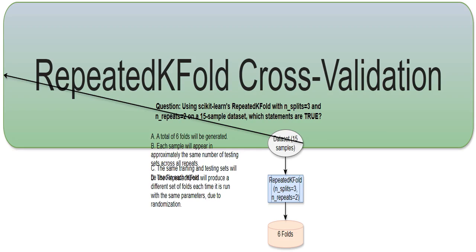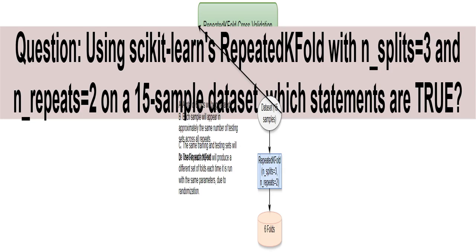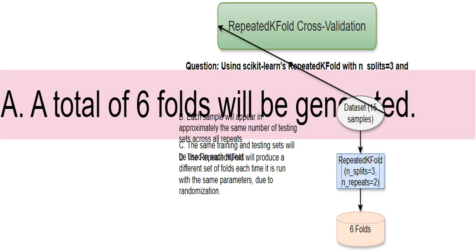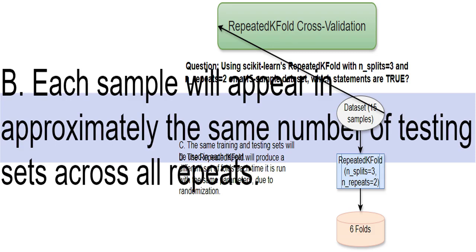This statement is true. As I explained, 3 splits multiplied by 2 repeats gives me 6 different sets of training and testing data for model validation. This is also true. RepeatedKFold aims for a balanced distribution. Each sample will appear in roughly an equal number of testing sets, which makes the evaluation more fair and unbiased. This is false. RepeatedKFold uses the same splits in each repetition, not different ones. This is false. RepeatedKFold does not use randomization. I'll get the same results each time I run it with the same settings. The process is deterministic.